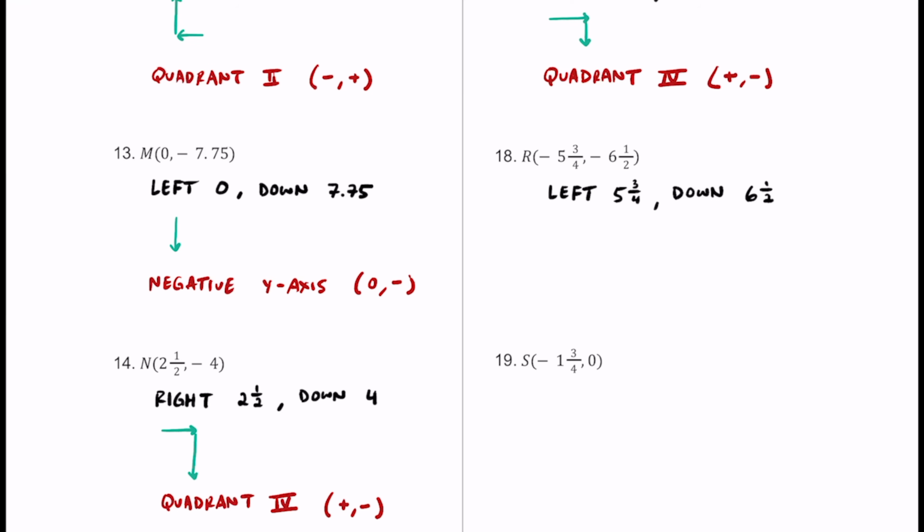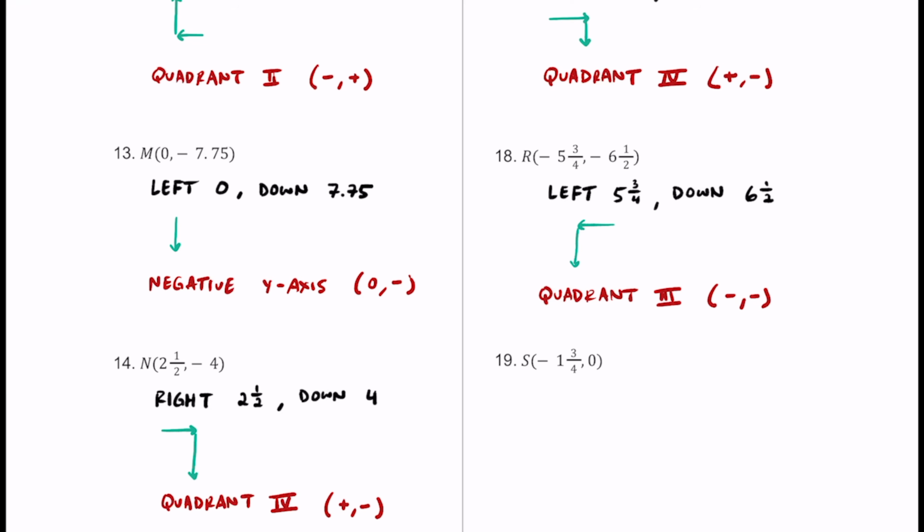Okay, so we start at the origin. We basically move to the left a certain amount, 5 3/4, and we move down. We're going to move down just a little bit more than we move to the left, because 6.5 is bigger than 5 3/4. Anything negative will bring us to quadrant 3. Remember, everything in quadrant 3 is negative.